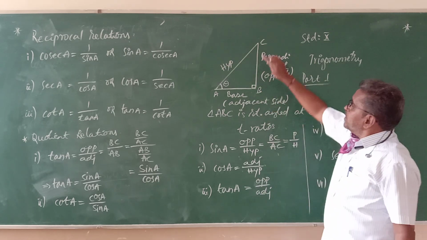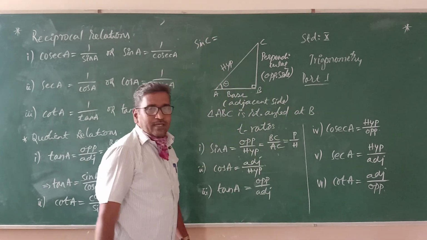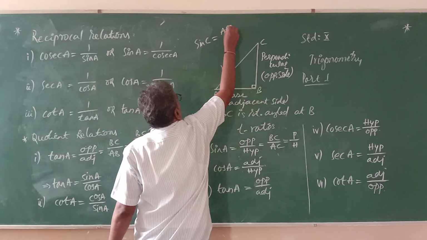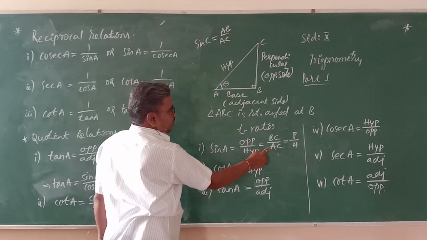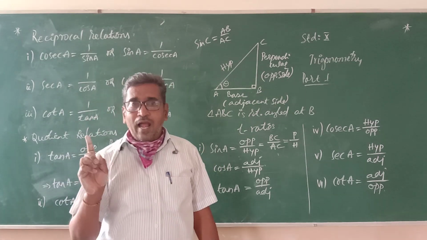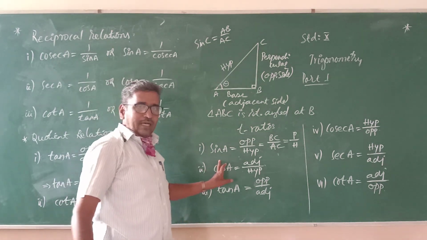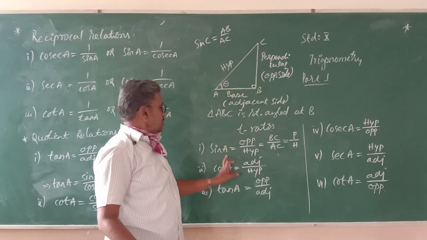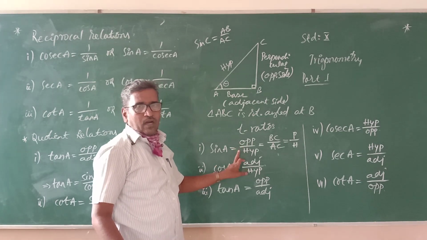If it is sin C, what happens? At that time, opposite is AB, and hypotenuse is AC. Here, sin A is equal to BC by AC. So the important thing is the angle. According to the angle mentioned, you take the sine of that angle. If theta is placed elsewhere, the opposite side is different. So remember, opposite upon hypotenuse.